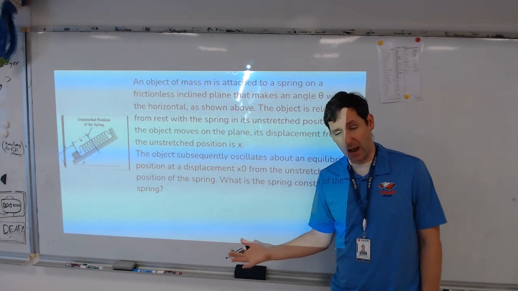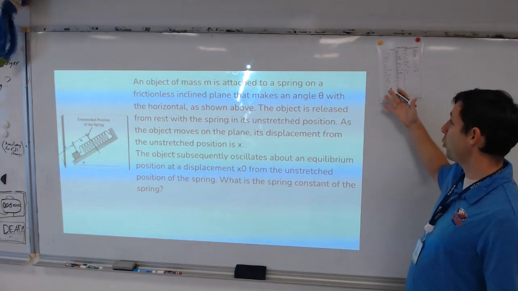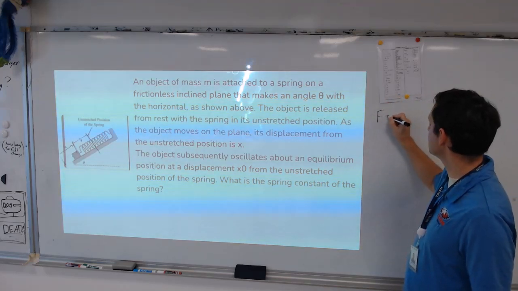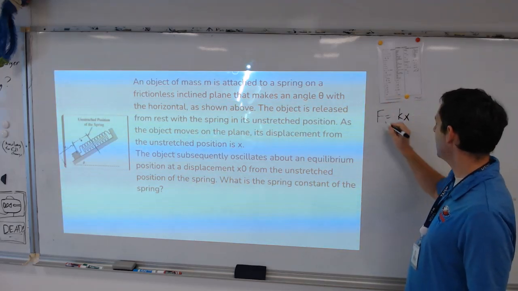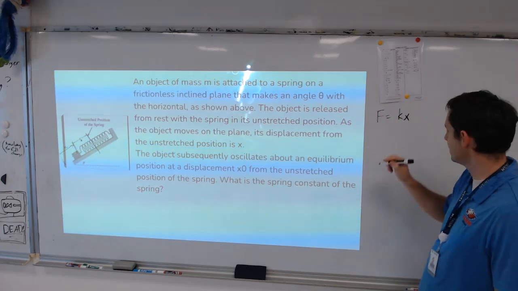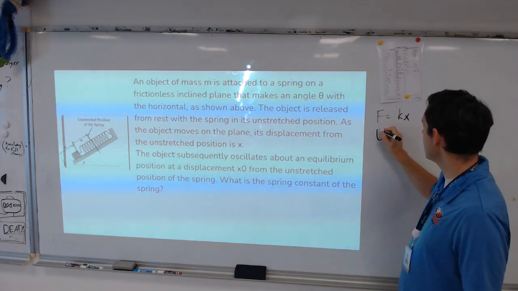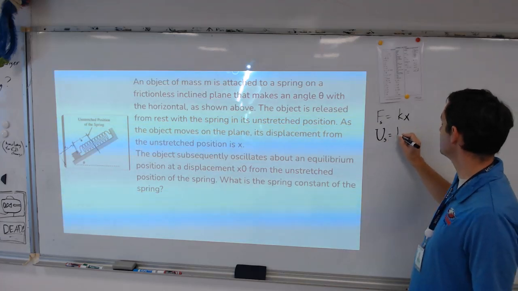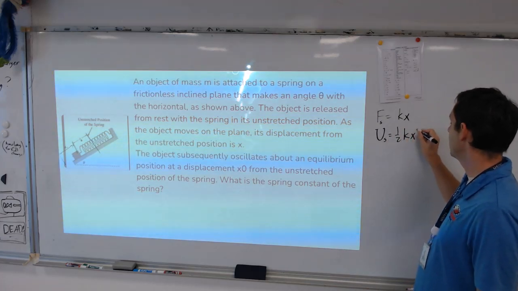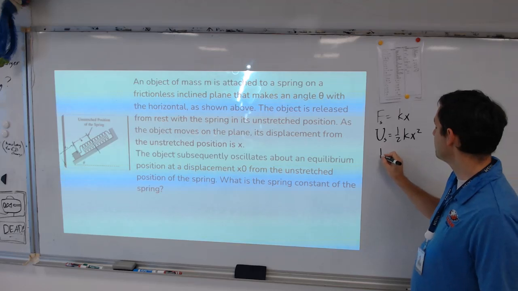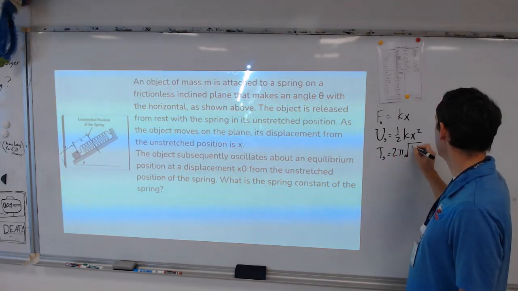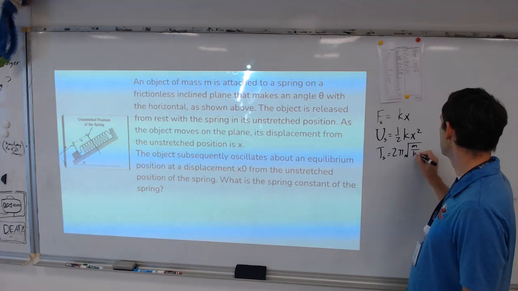Now, in doing that, we look at the equations that have the spring constant in them. We've got F equals kx, with the absolute value bars and vector symbols and all that. That's the spring force. We've got the elastic potential energy, which is 1/2 kx squared. And then we have the period, which is 2 pi square root of m over k.